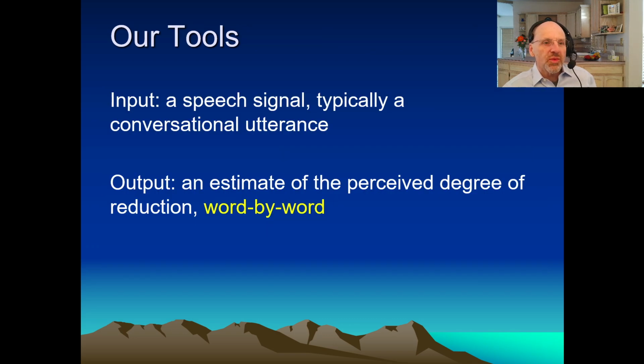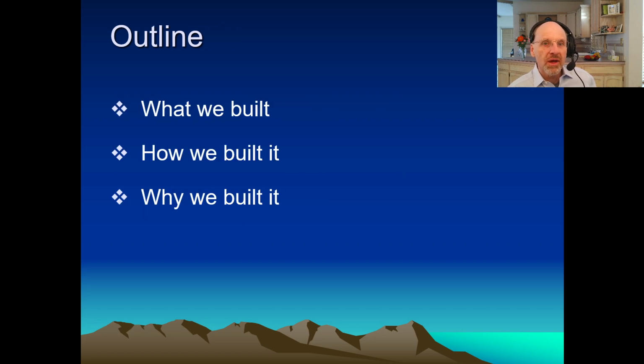Just to stress this one more time, previous tools have tried to produce predictions of reduction at the utterance level or the passage level, if you're evaluating somebody for, say, some speech impediment or whether some surgery has improved that, but we can do it word by word, which is much more relevant for lots of pragmatic applications. All right, so the talk, what we built, I've already explained that. Next up is how we built it.